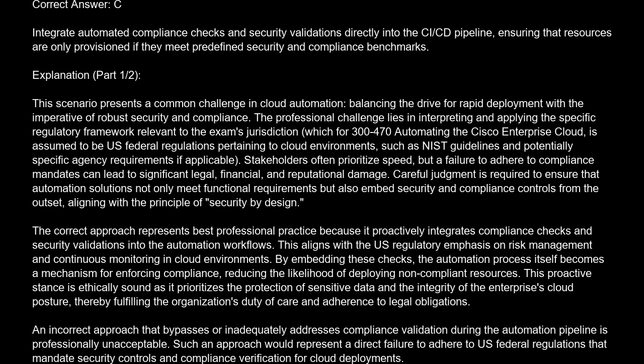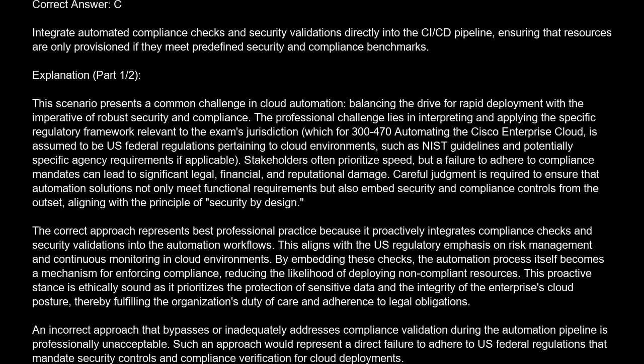The correct approach represents best professional practice because it proactively integrates compliance checks and security validations into the automation workflows. This aligns with the U.S. regulatory emphasis on risk management and continuous monitoring in cloud environments. By embedding these checks, the automation process itself becomes a mechanism for enforcing compliance, reducing the likelihood of deploying non-compliant resources. This proactive stance is ethically sound as it prioritizes the protection of sensitive data and the integrity of the enterprise's cloud posture, thereby fulfilling the organization's duty of care and adherence to legal obligations.